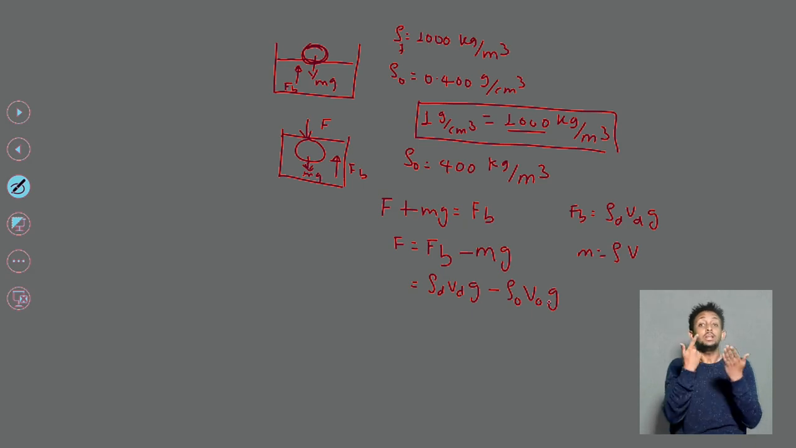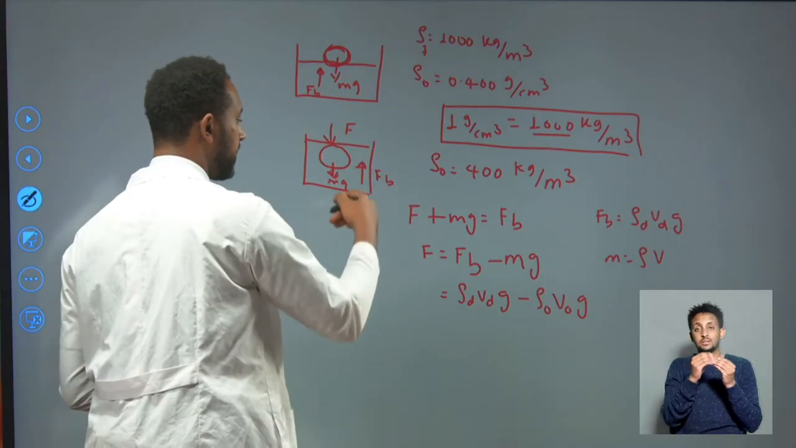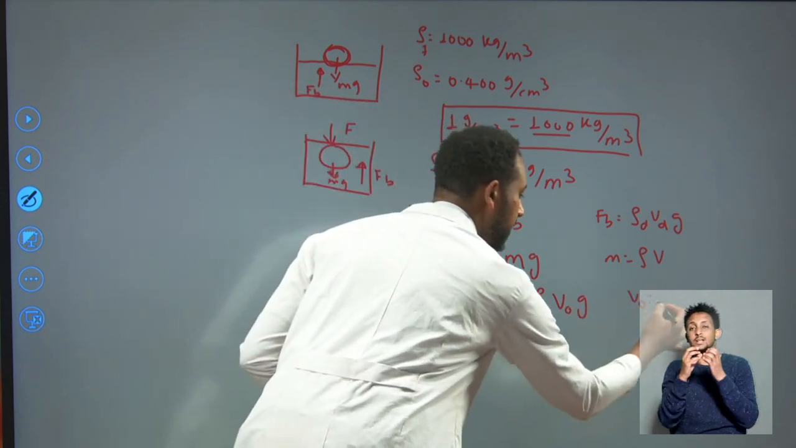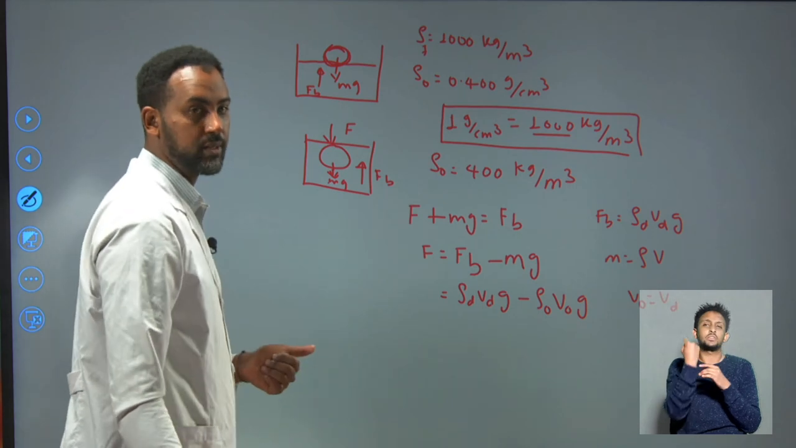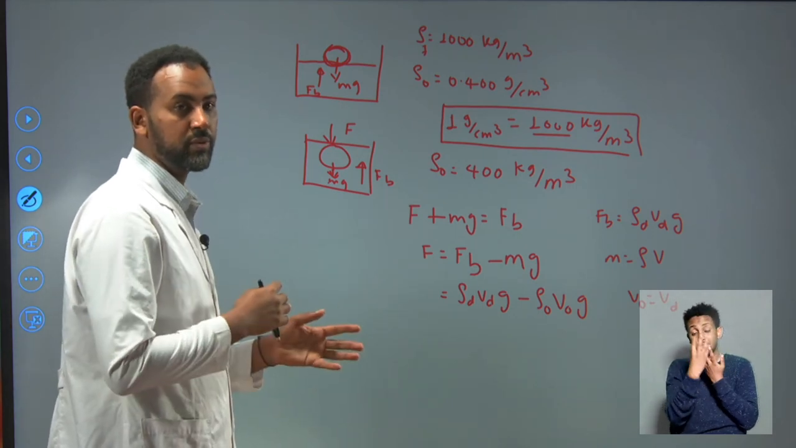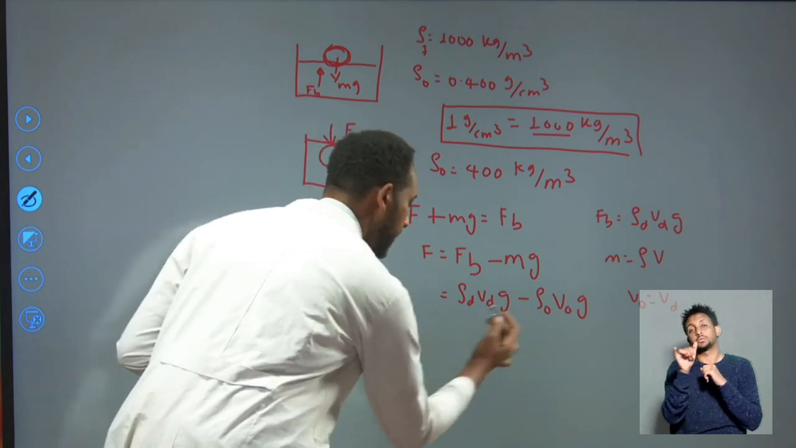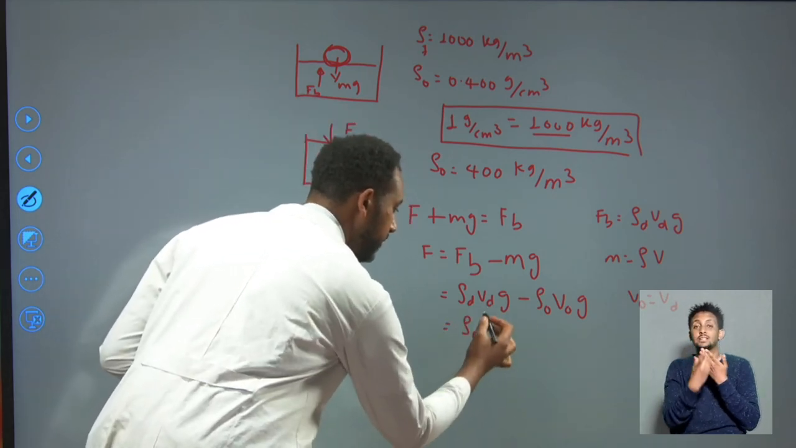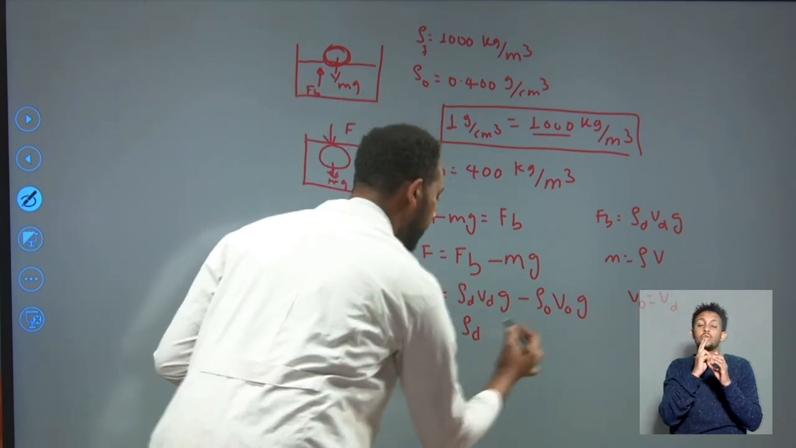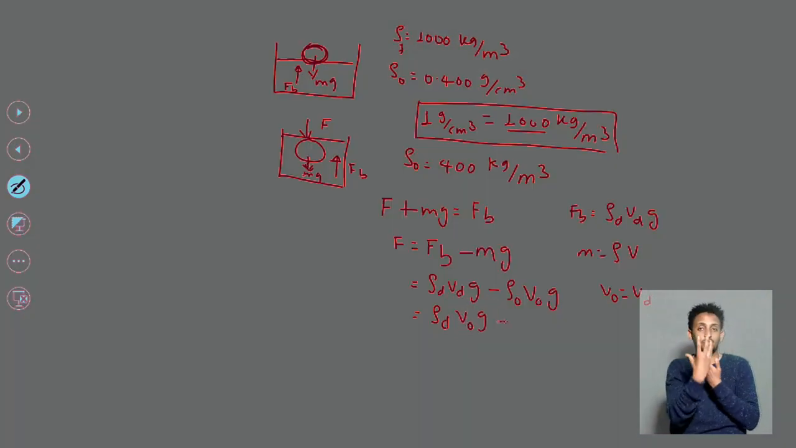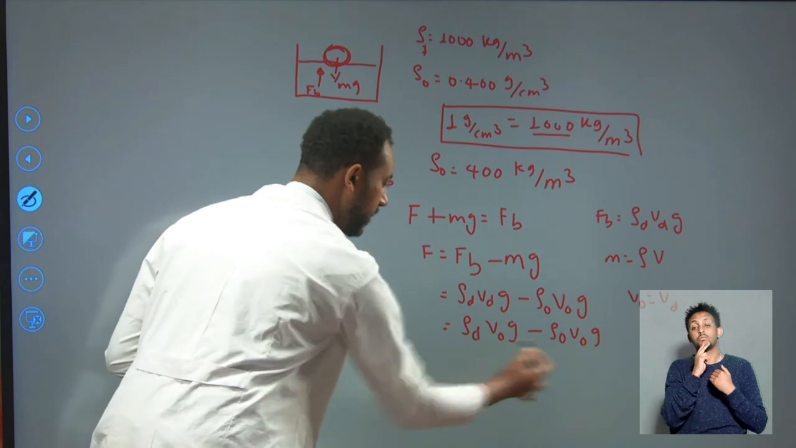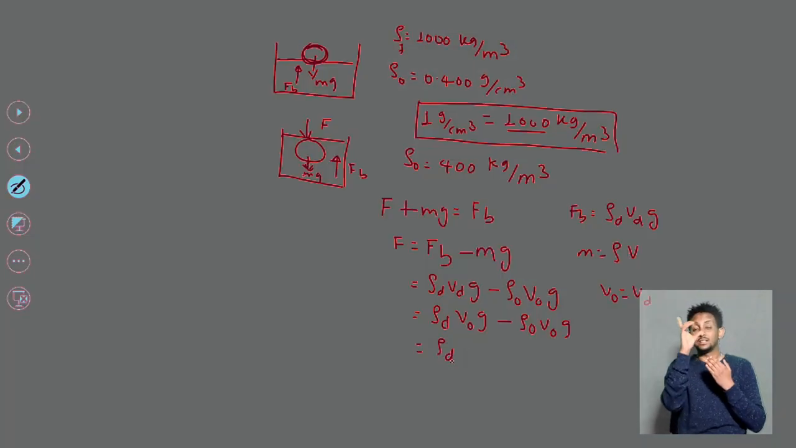Here, since it is totally immersed, the volume of the object is the same as the volume of the displaced fluid. Previously, we have mentioned this. If an object is totally immersed, the volume of the displaced fluid and the volume of the object are the same. So we can express this as density of the displaced fluid, using volume of the object instead of volume of the displaced fluid, times gravity g, minus density of the object, volume of the object times gravity g. Here you have volume of the object as a common factor. The only difference is the density of the displaced fluid minus the density of the object. As a common factor, you have volume of the object times gravity g. That will be the force exerted.